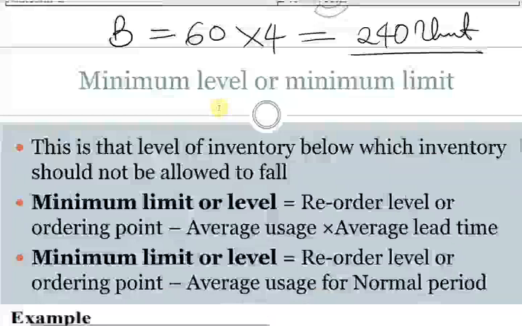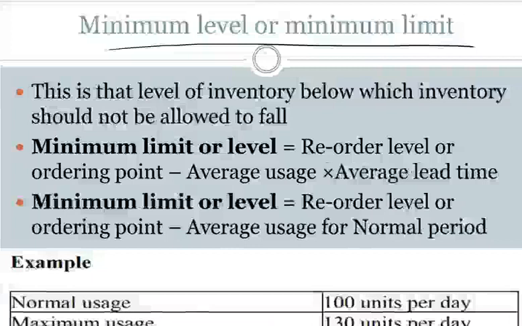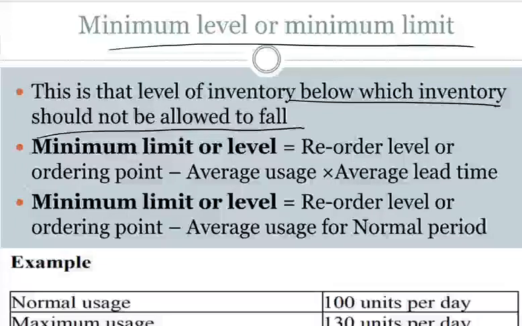So let us look at minimum level. We talked about minimum level or minimum limit. When you talk about minimum level or minimum limit, this is the level of inventory below which the inventory should never be allowed to fall. You should never allow the inventory to fall below that level unless it's an emergency. But as much as possible, never allow your inventory to fall to that level.